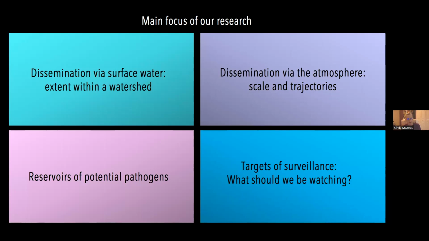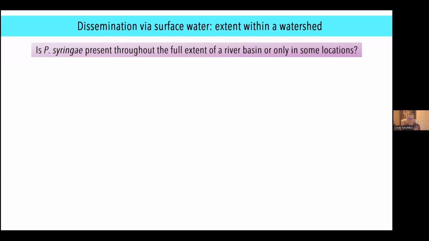Then if we're looking at dissemination via the atmosphere, what's the scale and what are the trajectories that it could take? Then we have questions about what are reservoirs of potential pathogens? And then finally, with all that information, what should we be watching for in surveillance? What and where? It's a complicated question. So I'm going to go through each of these points.